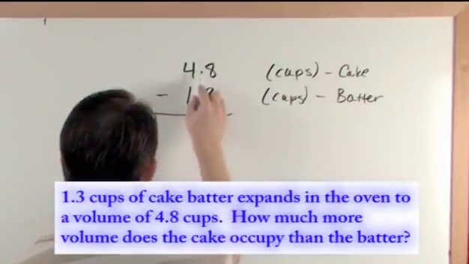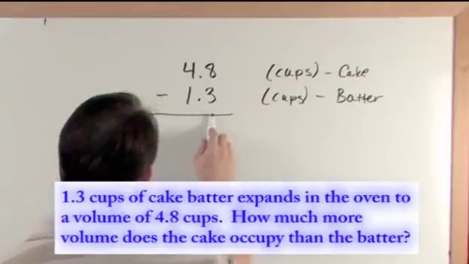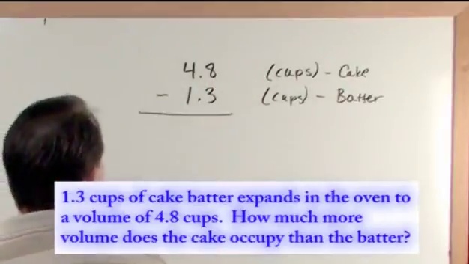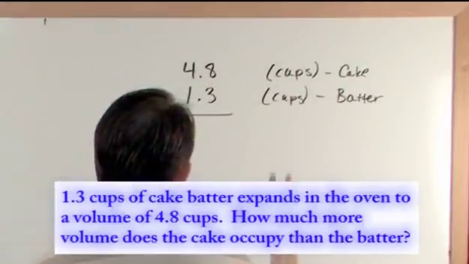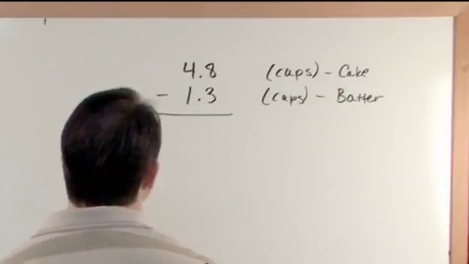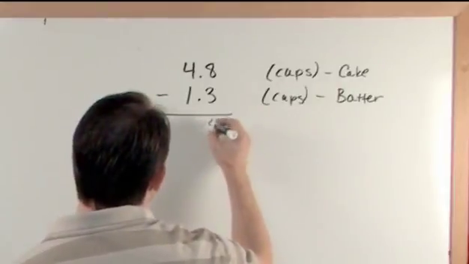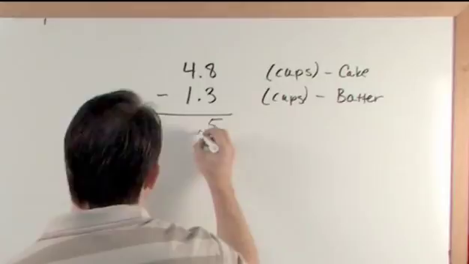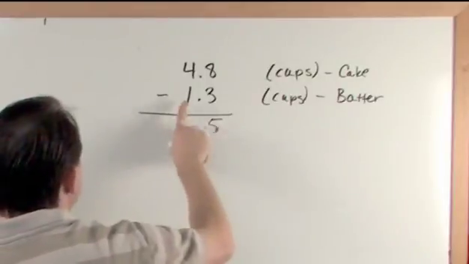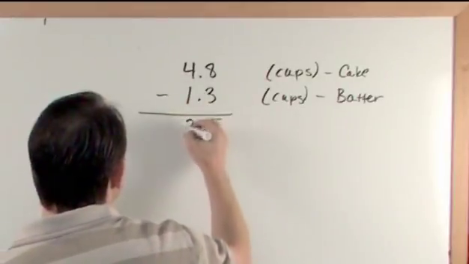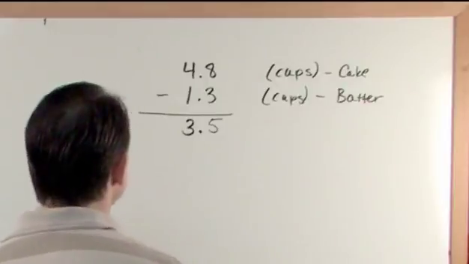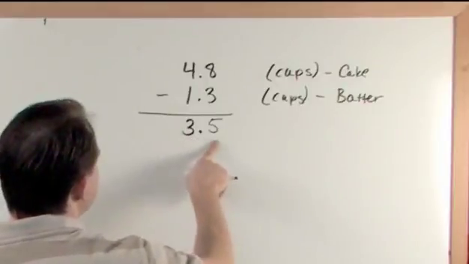Again, I align the decimals one on top of another, starting in the right-hand column. 8 minus 3, let's start at 8, 7, 6, 5. Okay, so we got 5. Decimal point just comes down, drops on down. Now working with this column, 4 minus 1 gives me 3. So now we have 3.5, that's the answer.